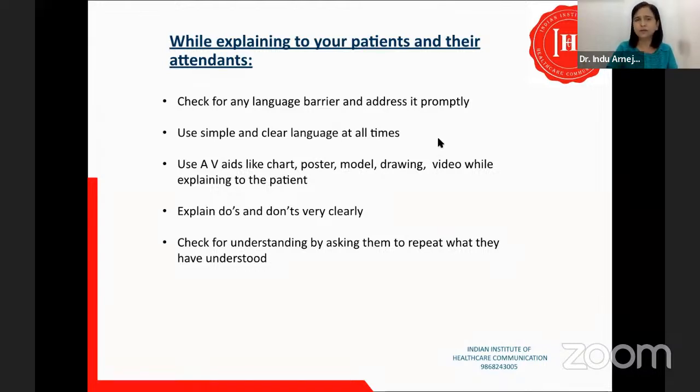Yes, Dr. Priyanka. In fact, in certain high-risk cases like liver transplant surgeries, they even have video consent.